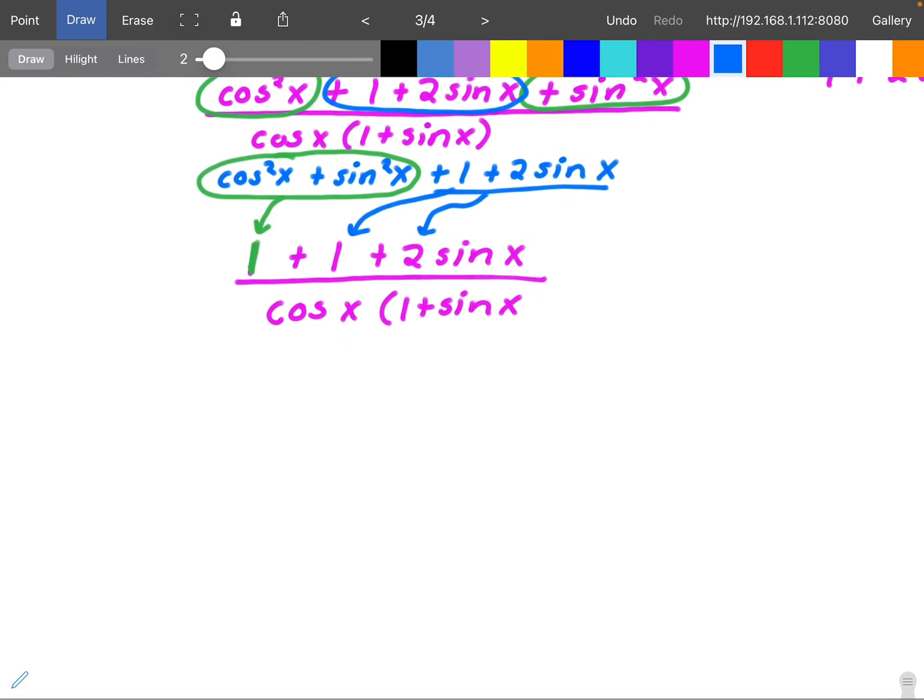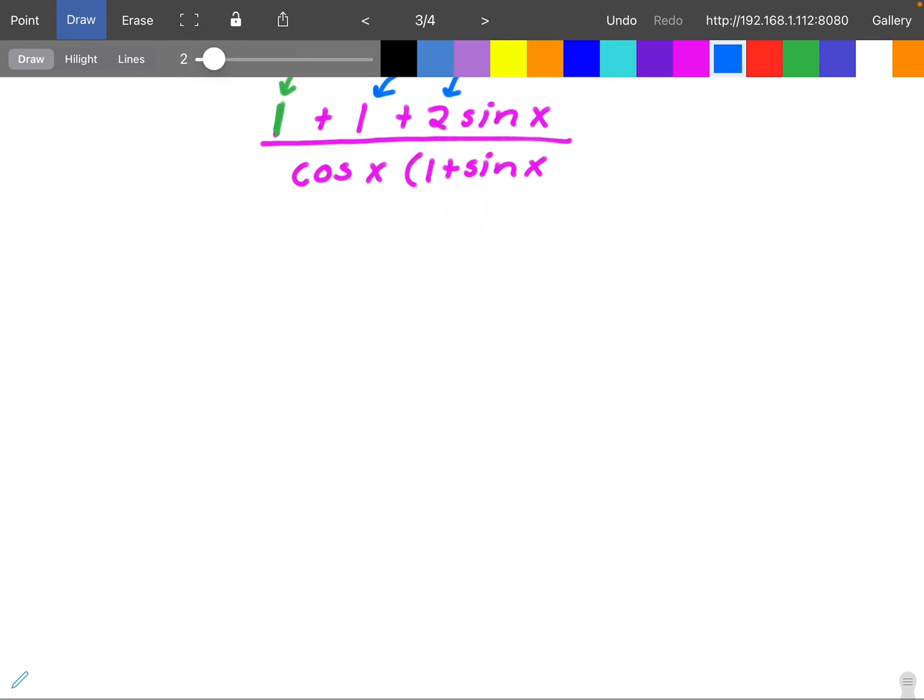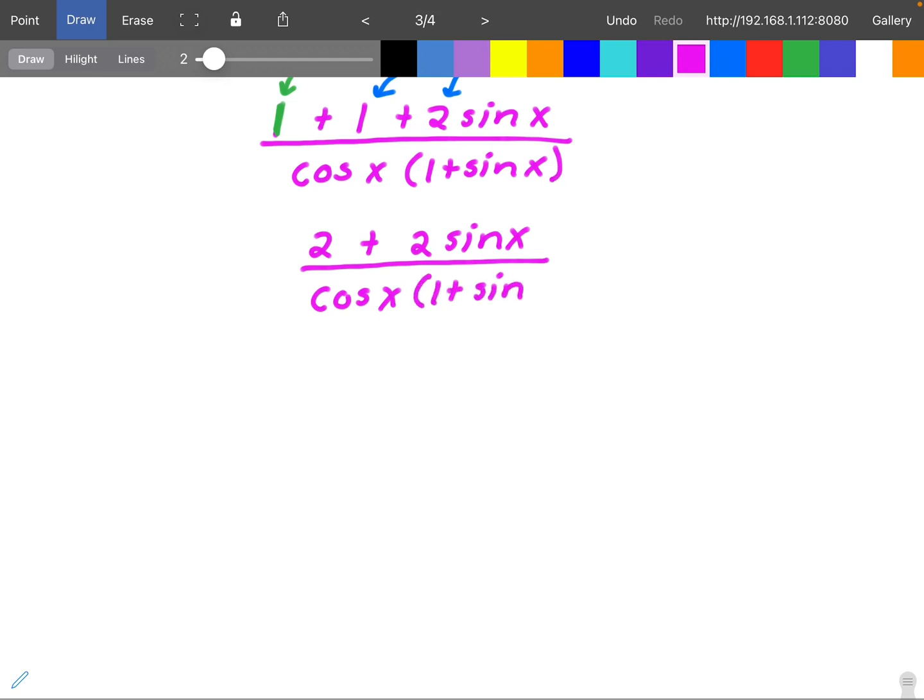Okay, so hopefully that kind of helps you see it. So we're going to continue on from right here. So I have 2 1s multiplied together, so that gives me 2. 1 plus 1 is 2, plus the 2 sine x. Still have it over my cosine x, oops, forgot my parentheses, times 1 plus sine x.